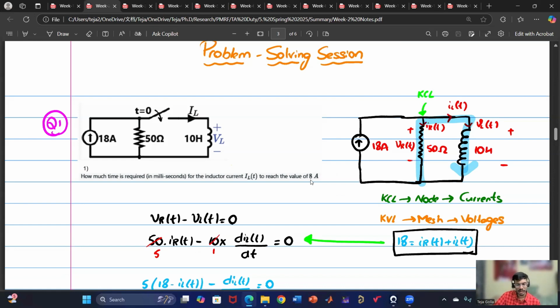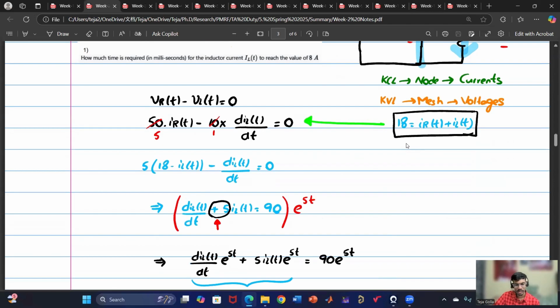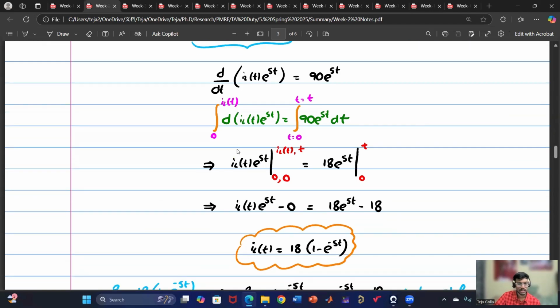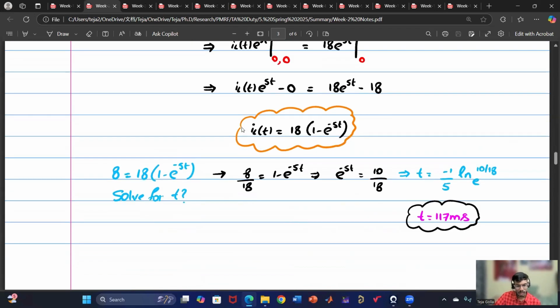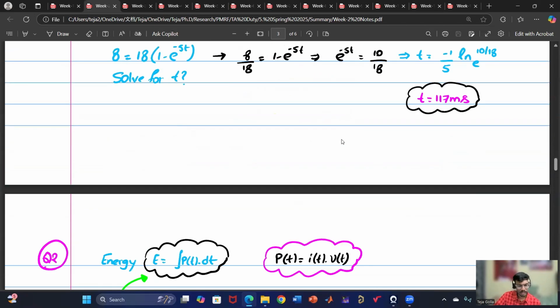So basically, we have applied what we have learned in week one, which is mesh analysis and nodal analysis, and converted it into a differential equation, then applied integrals, and solved by the classical method. Then we got the answer as a function of time, and whatever they are asking, we substitute the time or the value of the current to get it.